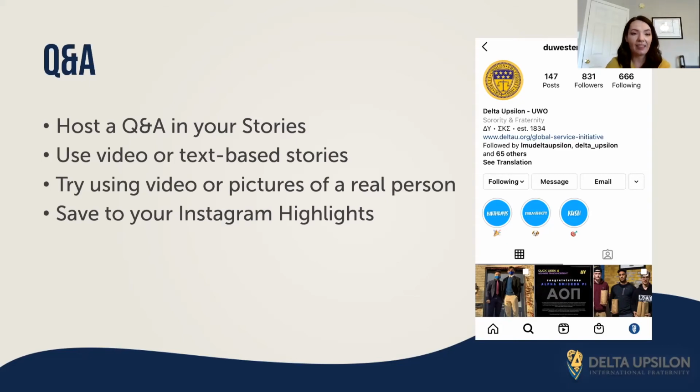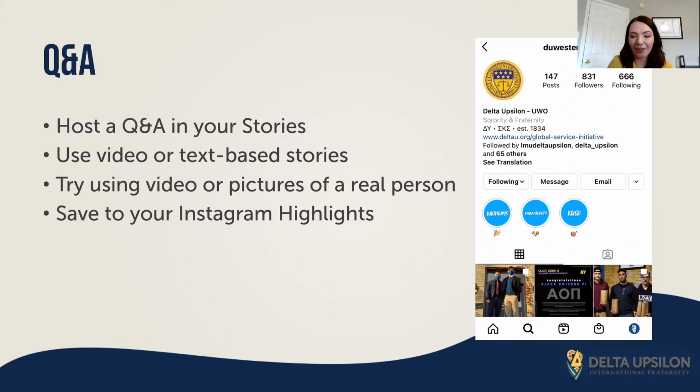I think sometimes we forget about talking about what recruitment is like, and we just expect potential members to know what that process and that experience is going to be like, when really they don't have much of an idea what they're getting into. So talk about DU, answer questions about the fraternity, members of the chapter, and what that recruitment experience is going to be like. And then I recommend saving these Q&A stories to your Instagram highlights. As you can see on this picture of the Western Ontario chapter, they've got a couple different highlights.